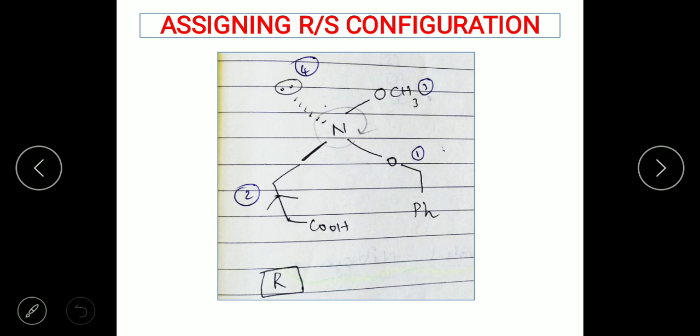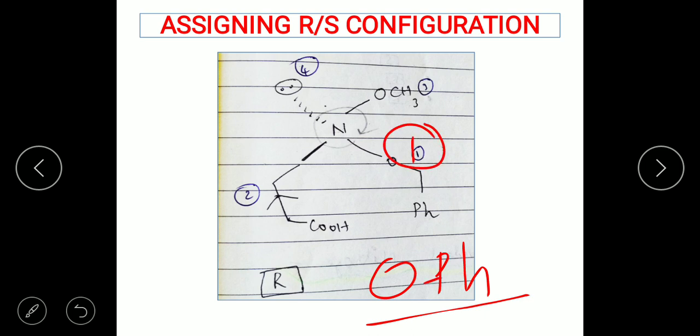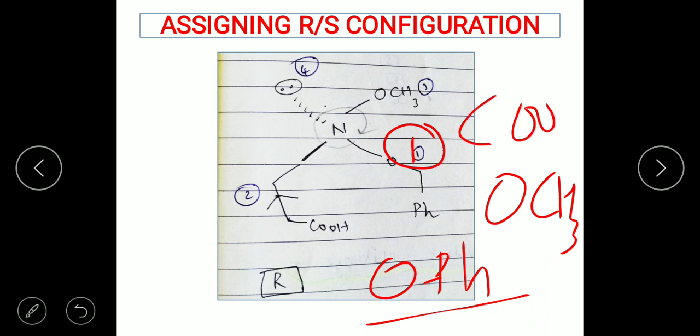So when we look at the CIP rule and the priority table, we can understand that whenever we have OPH, that is the OC6H5 group, they're always having the highest priority. So that's why we are giving them the first priority. Now the second priority goes to OCH3, a methoxy group here. And then the next priority goes to the acid. So that is what I'm telling you with respect to this example.